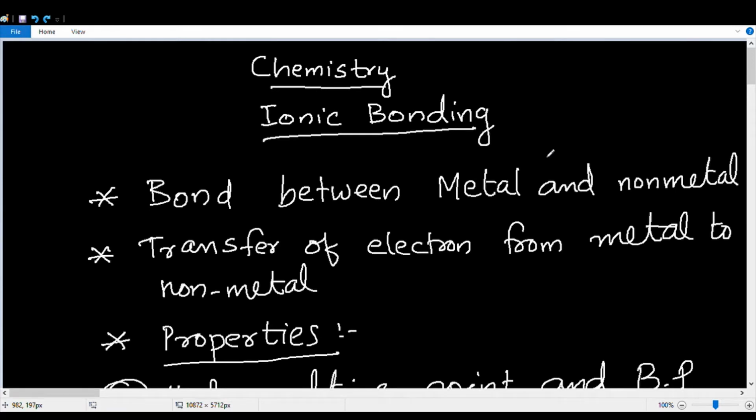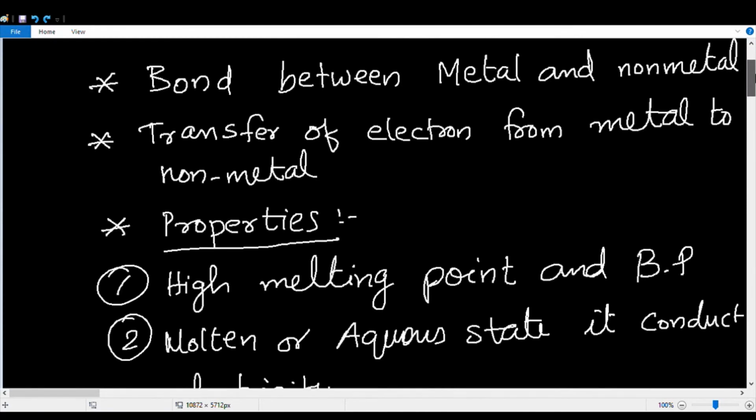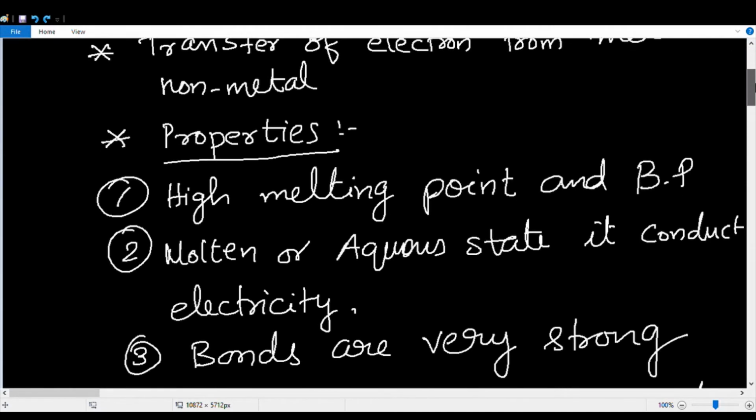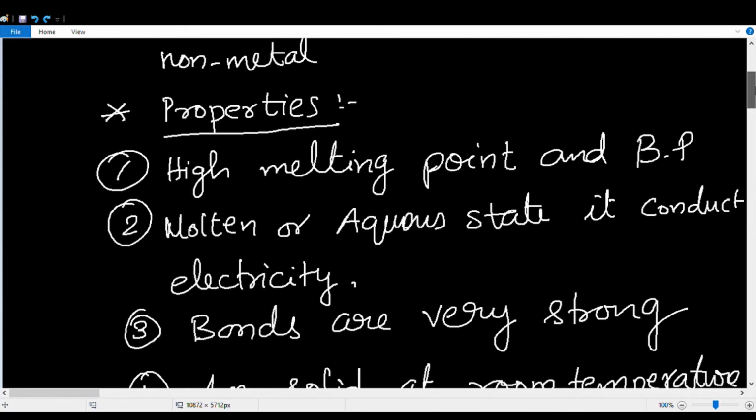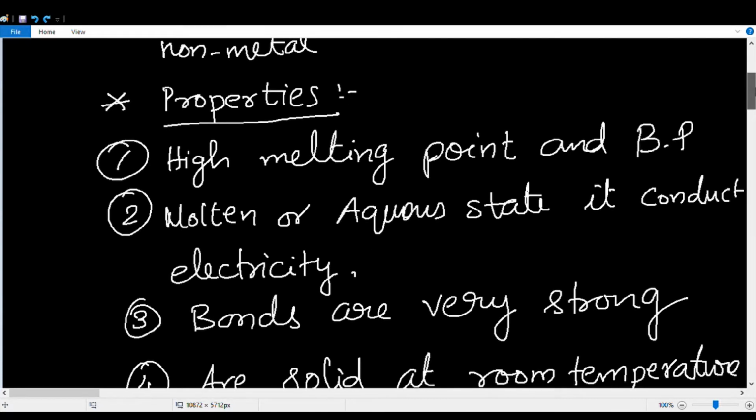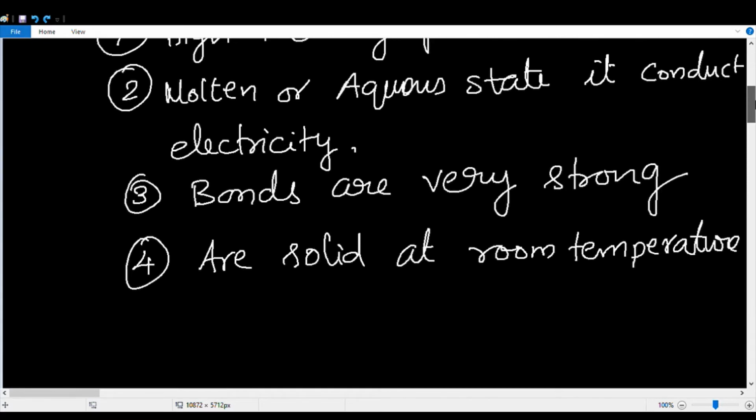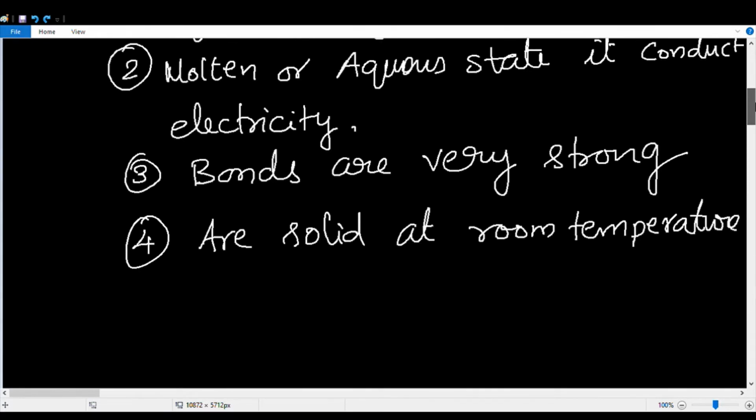Dear students, today we are learning ionic bonding and covalent bonding. Ionic bonding is the bond between metal and non-metal, with transfer of electrons from metal to non-metal. The properties are high melting point and boiling point. In molten or aqueous state, it conducts electricity. Ionic bonds are very strong, and ionic compounds are solid at room temperature.